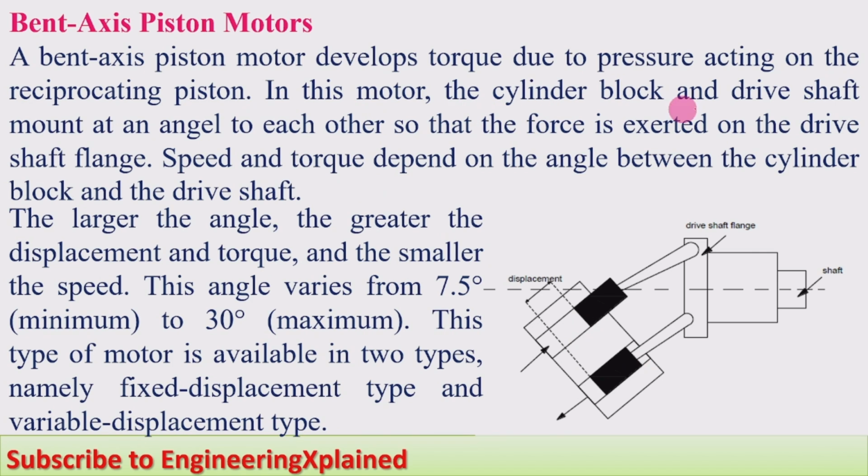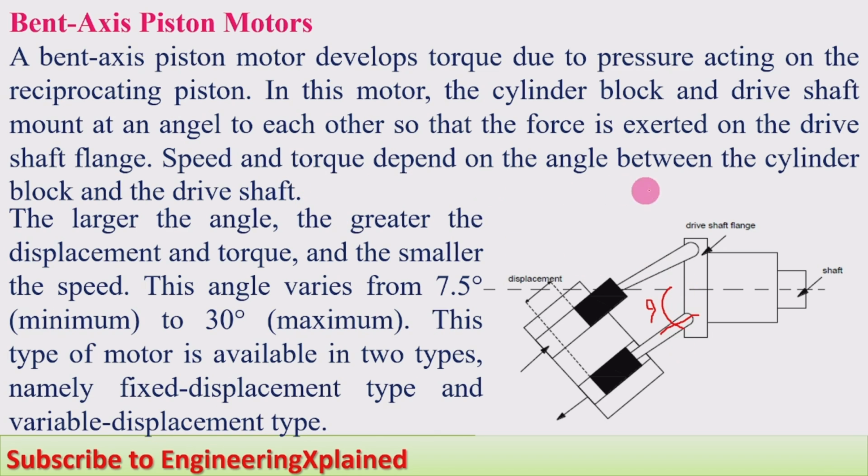In this motor, the cylinder block and the drive shaft are mounted at an angle to each other. The force the piston exerts acts on the drive shaft flange. Here are the piston and the drive shaft, which are at an angle. The axis of the drive shaft and the piston are bent, and that's why it is called a bent axis.